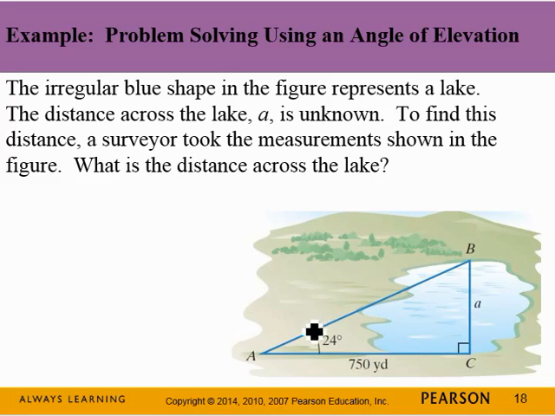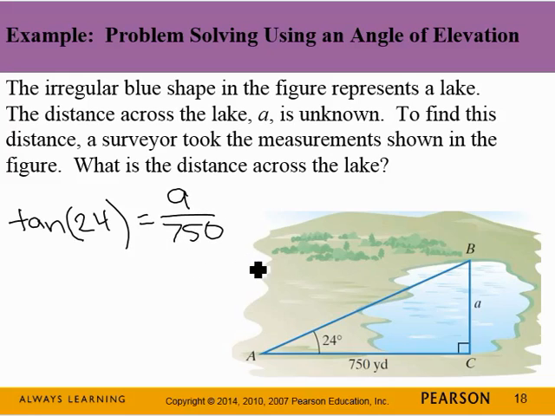So you're given the degrees, and you're given the distance adjacent to your angle, and you're looking for the value opposite. In this case, you're going to use a trig function. You want to think which trig function uses adjacent and opposite. In this case, we're going to use tangent. So you have tangent of 24 equals my opposite over my adjacent.